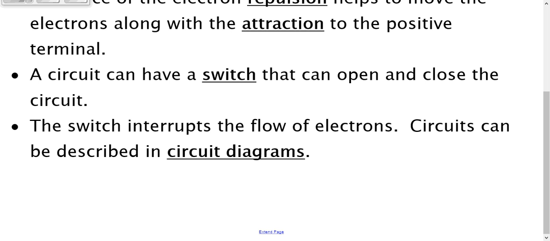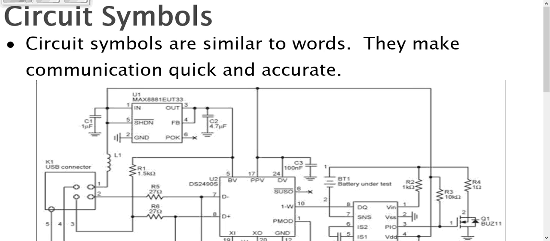So what I have for you is a video in the folder as well, and you watch that video and you actually draw the circuits at the bottom of page 7 into the circuit symbols. Okay, so circuit symbols are often called schematics. They're similar to words, but they make communication quick and accurate. If you've taken electronics, I need you to use the science schematic or circuit symbols, not any other ones that you may have used in a different course, so make sure you're using these ones for science.